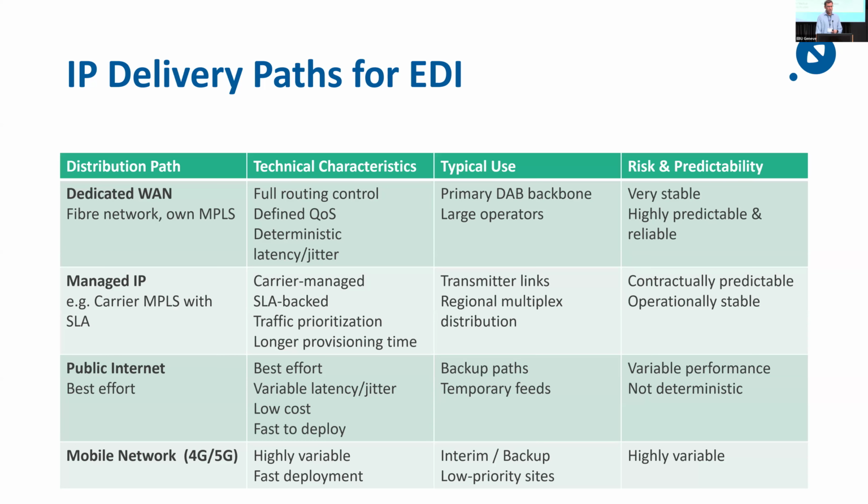Looking at IP, IP is not the same everywhere. So what does IP actually mean? There are some large operators which have their own wide area network, their own fiber, their own MPLS. Sometimes you have rented IP connections which are carrier managed. On the other side, we have increasing requests from customers who want to use the public internet or even mobile networks for DAB distribution, be it for backup feeds, for very remote sites, and other things like that. So how do we make that EDI distribution to the transmitters robust?